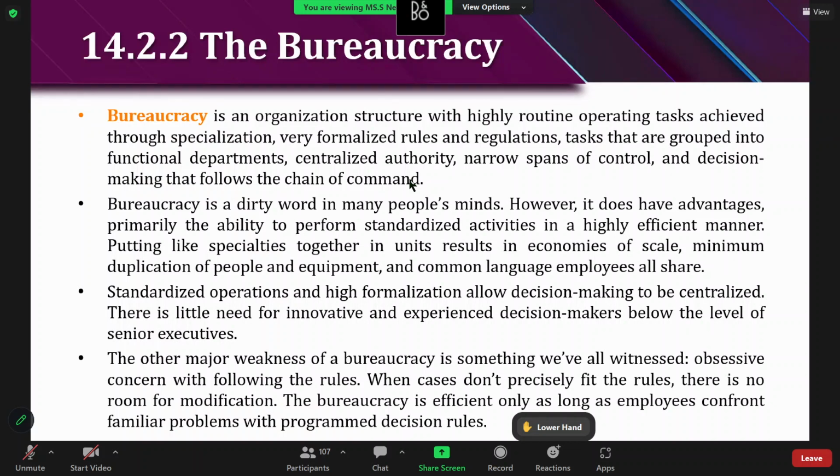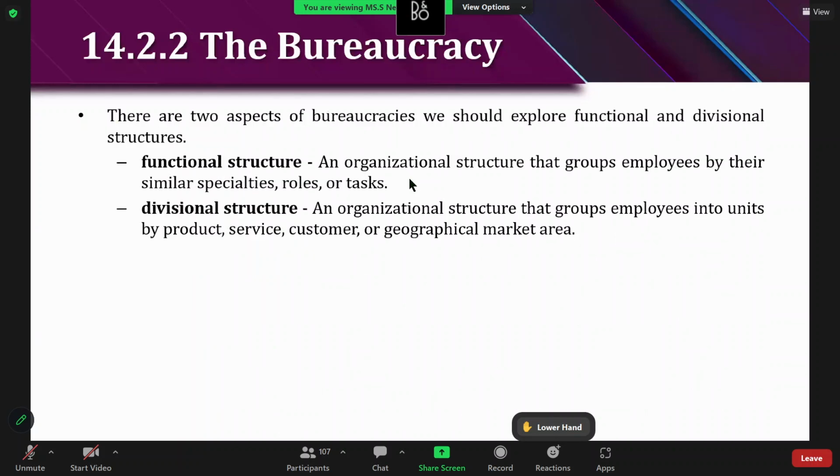So bureaucracy is efficient only as long as the employees confront familiar problems with programmed decision rules. When the decisions and situations are routine, bureaucracy is suitable. Okay, so the two aspects of bureaucracy we should explore are the functional structure and the divisional structure.